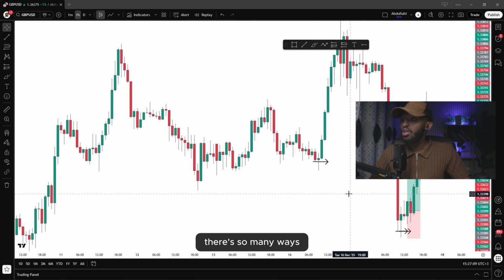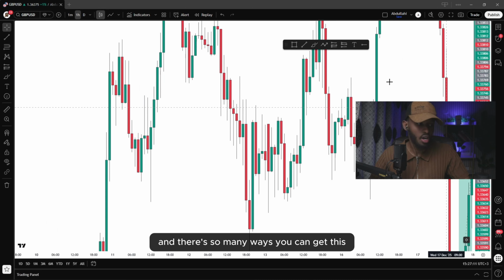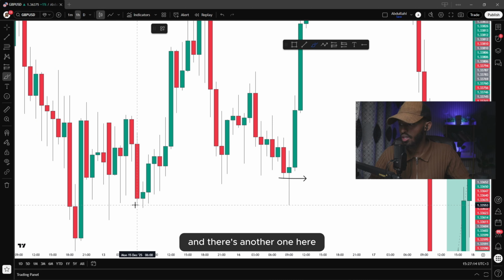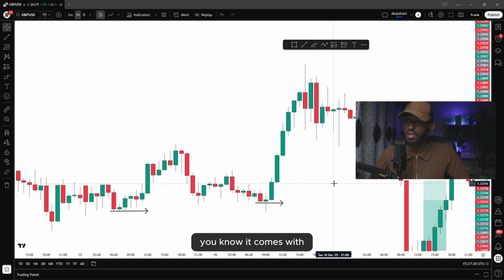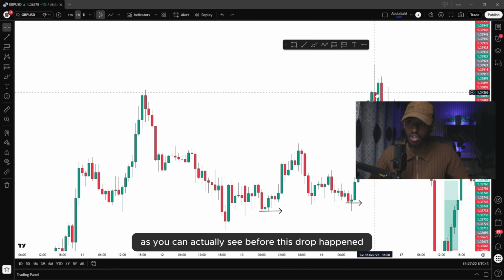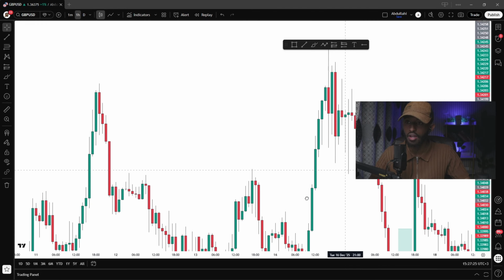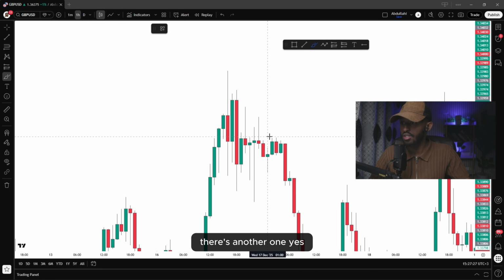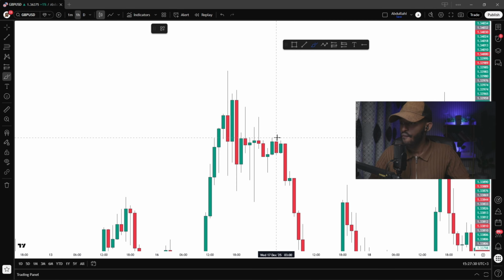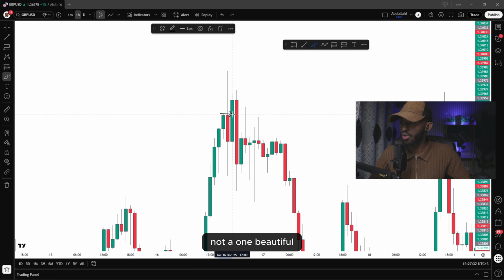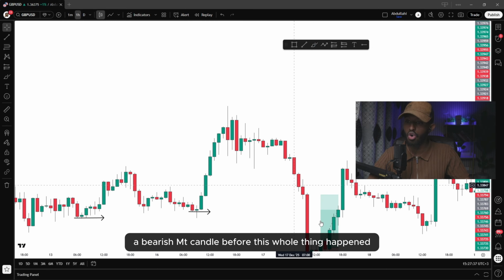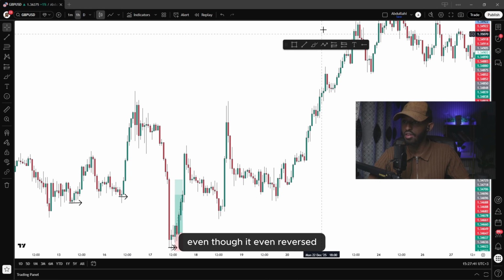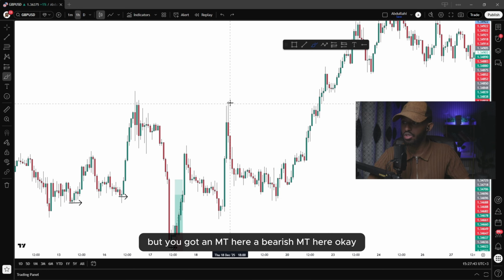Now, there are so many ways you can get this. And there's another one here. There's another momentum candle here, and just see the volume it comes with. There's another one here, as you can actually see. Before this drop happened, there's another one. Beautiful. This is another empty candle, a bearish empty candle before this whole thing happened. Again, another one here, even though it reversed, you got a bearish empty here.